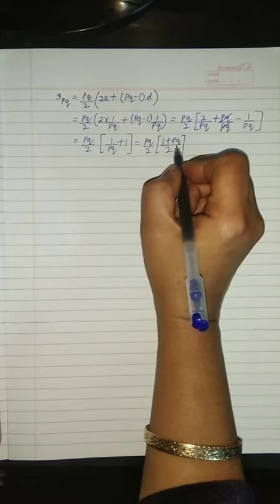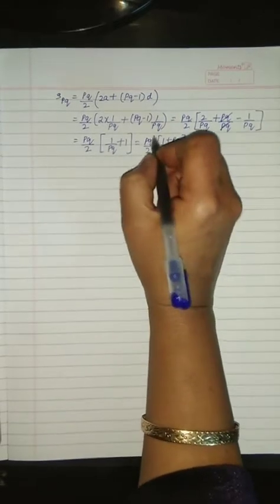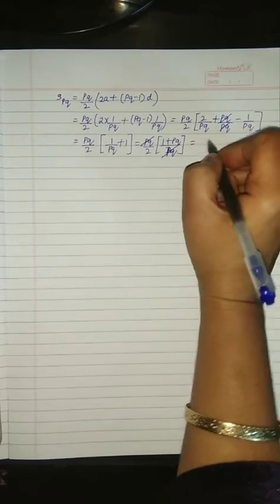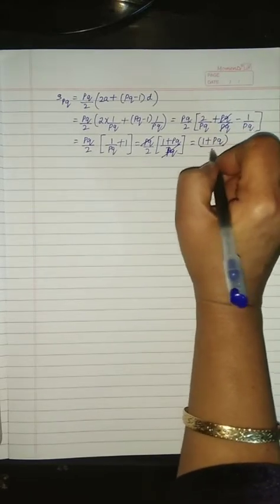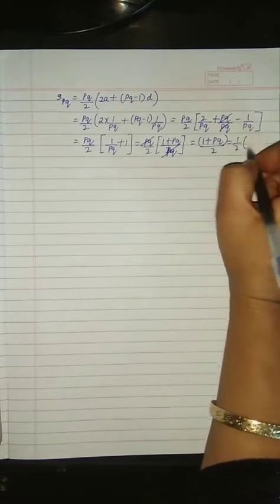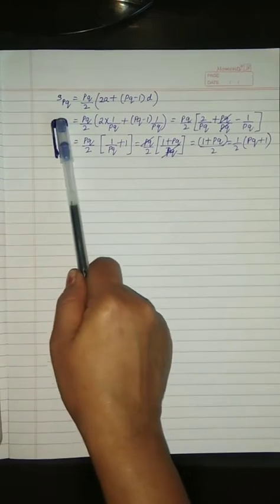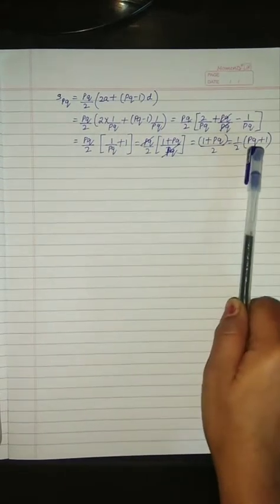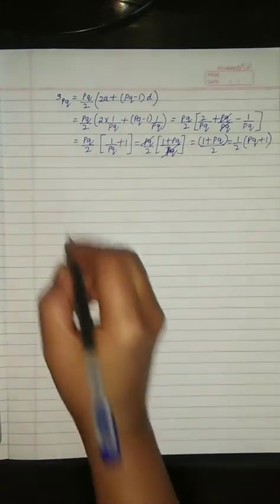Now, 1 plus pq upon pq. Now pq and pq will get cancelled. So we are left with (1 plus pq) by 2, or you can say half pq plus 1. So the sum of p into q terms is half pq plus 1. Now moving to question number 6.